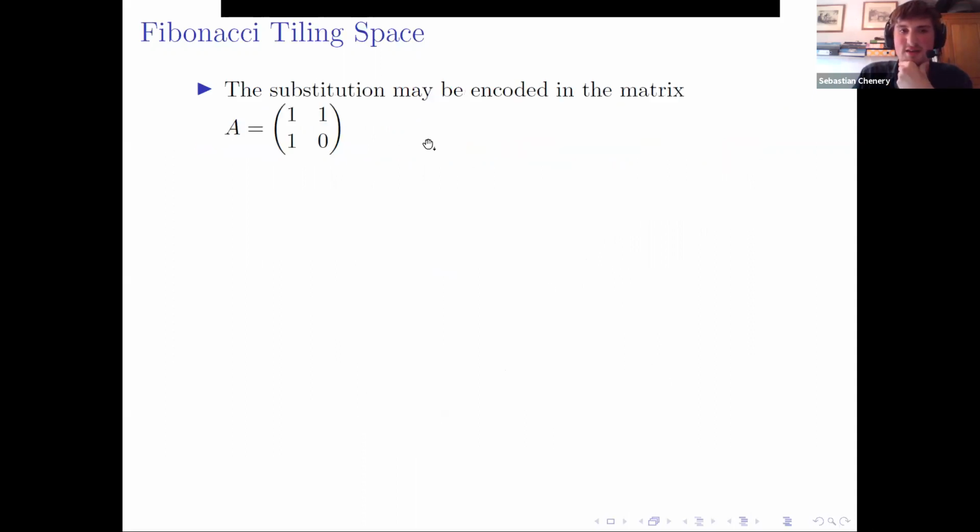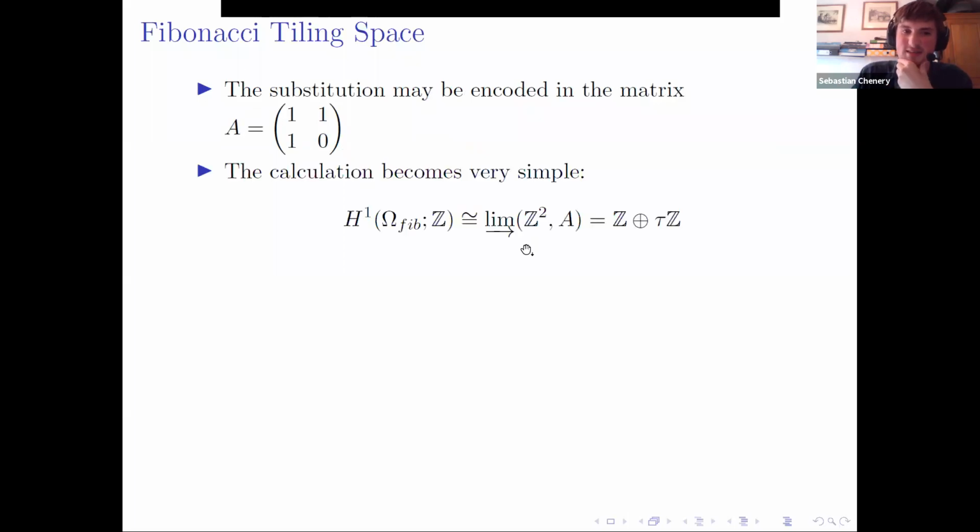And we can encode the substitution in a matrix. And then the calculation just becomes a direct limit of this Z^2 with A, and that's Z plus tau Z. And this is just encoding the information that we already knew of having a tile of length one and of length tau. We already knew this, but for things like the Penrose tilings, which are also substitutions, we can see that H1 of a Penrose tiling space is Z^5 and H2 is Z^8.